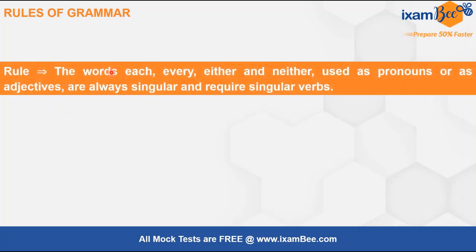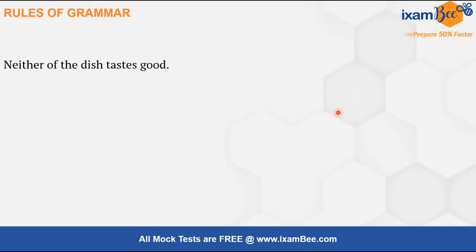Now the words each, every, either and neither, used as pronouns or as adjectives, are always singular and require singular verbs. Alright. Now when we see here, neither of the dish tastes good, right? Now this sentence may seem grammatically correct because along with dish you have used tastes, which may seem correct, but with neither, since we are talking about neither, it means that more than one dish is being talked about. So it should be dishes taste. It should be neither of the dishes taste good.